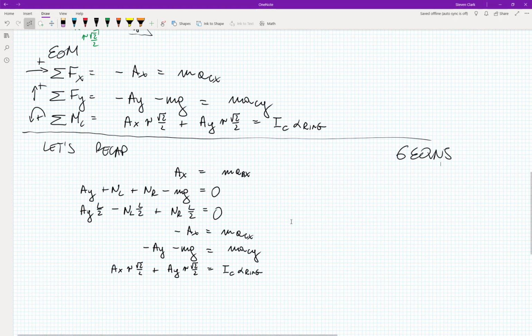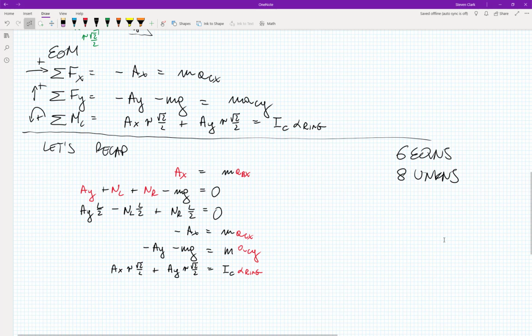Now let's see how many unknowns we have. Definitely all the accelerations are not known: 1, 2, 3, 4. So we have 4 right now. Reaction forces are not known, so 5 and 6, 7, 8. 8 unknowns. Okay, so we need 2 more equations.